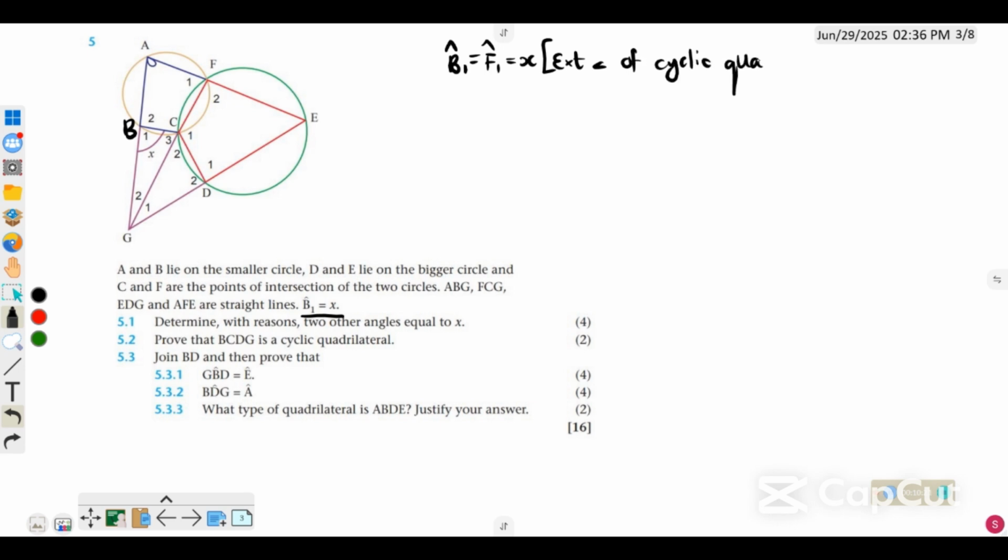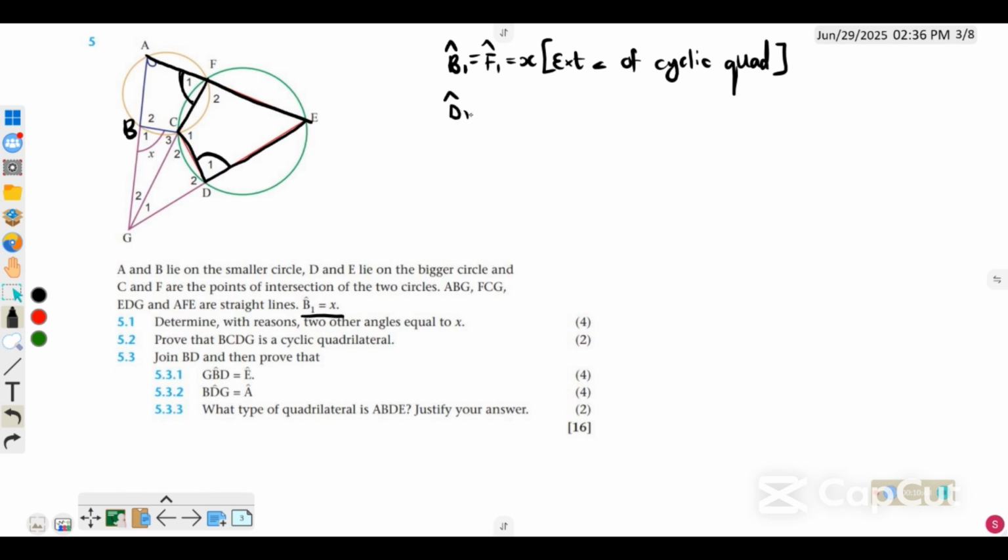Right. And what else? We have to find another one. Which other angle is equal to f? Now, after relating it to f1, I'm looking for one that is equal to f1. As you can see, we have another cyclic quadrilateral on the bigger circle. Now remember, they told us that this is a straight line, so f1 is equal to the interior opposite angle.